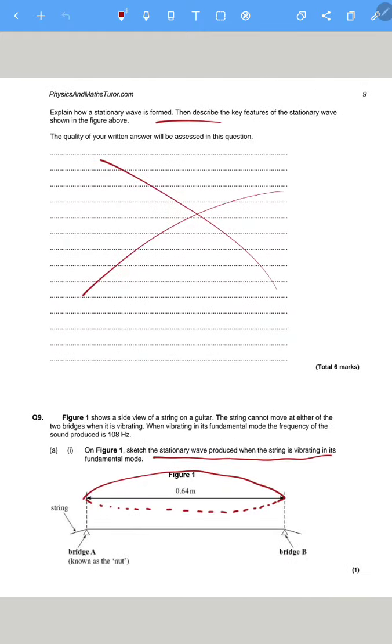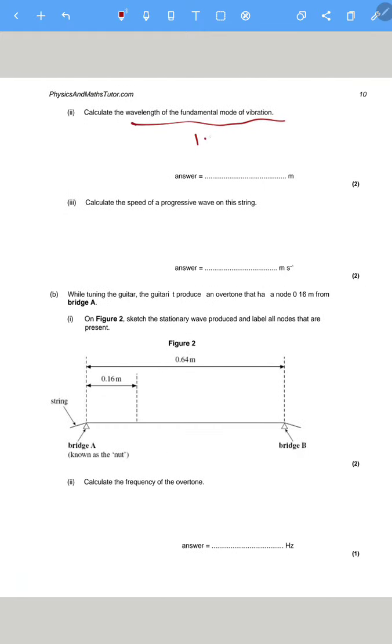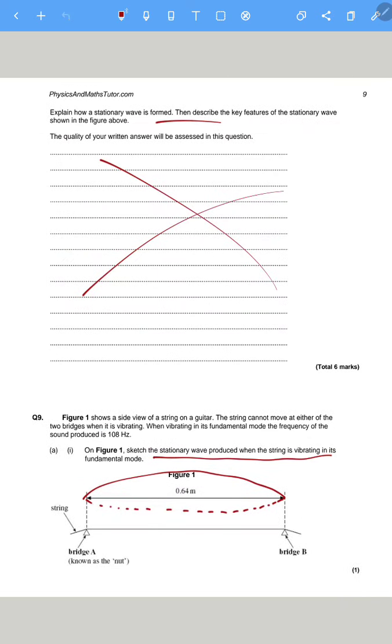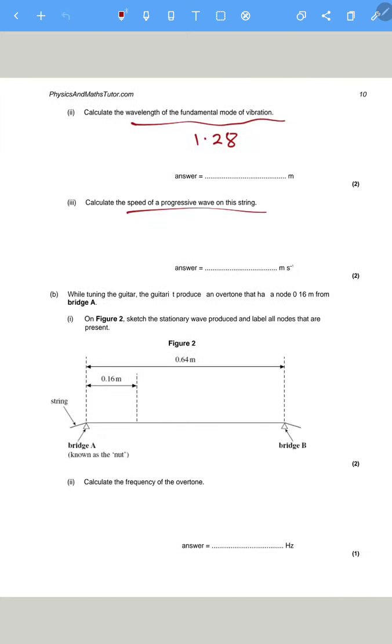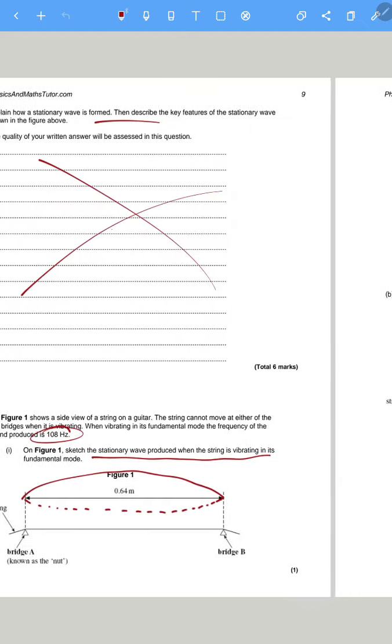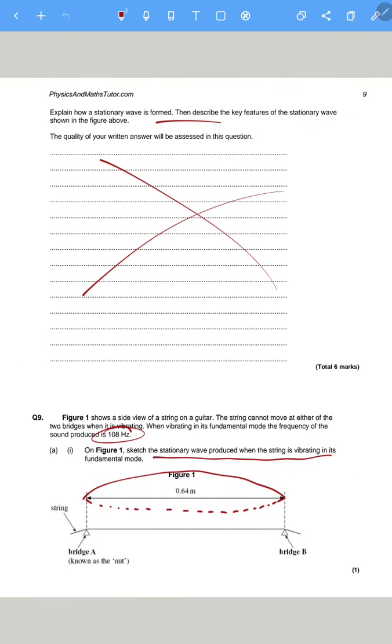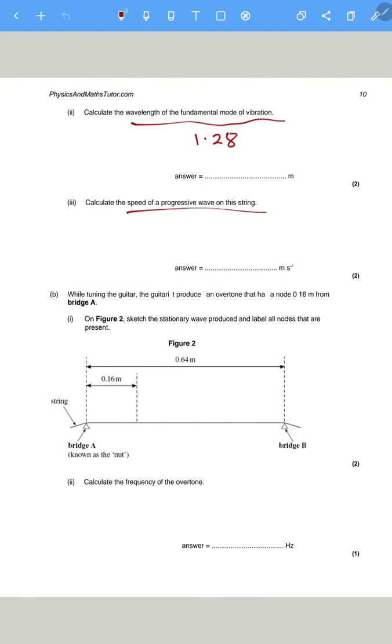So what's the wavelength? So there's 1.28. Speed of a progressive wave. So it is moving at that many hertz and at that wavelength. 1.28 times 108 is 138.